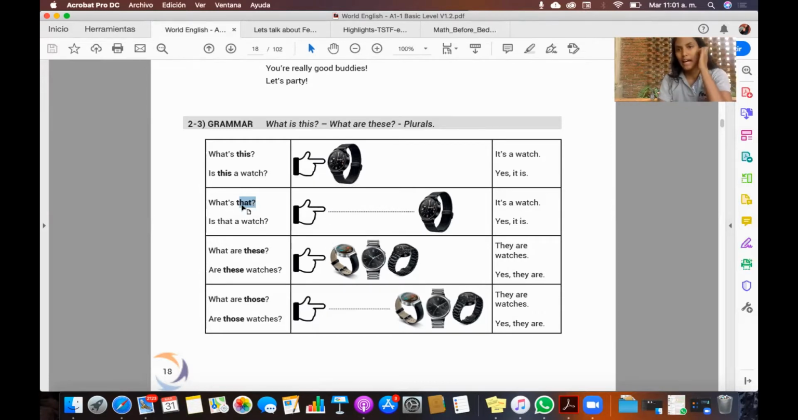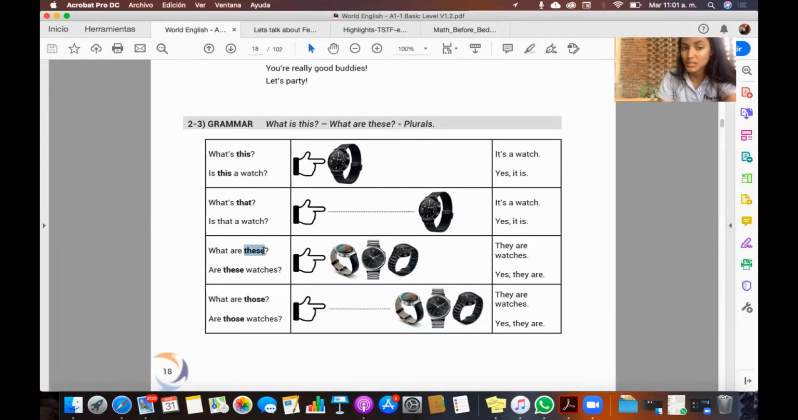Remember that we use that when something is far, cuando algo está lejos de nosotros. So, is that a watch? Is that a watch? Yes, it is. It's a watch.